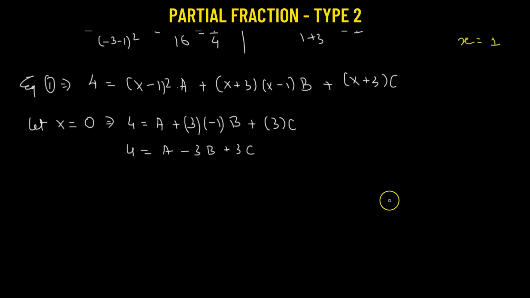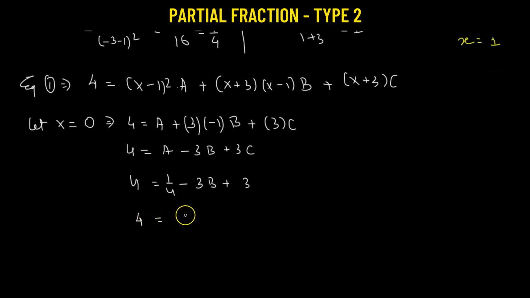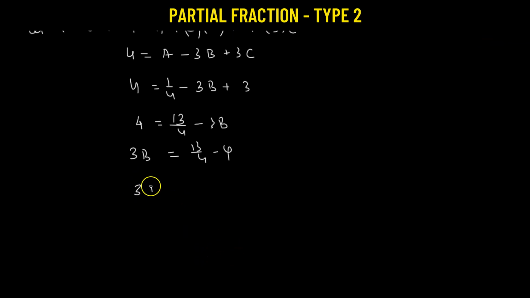We can substitute the values of a and c. So we have 4 equals 1 over 4 minus 3b plus 3c. The value of c is 1, so we have 3. Let's find out this value. We have 4 equals 1 over 4 plus 3, that will be 13 over 4, minus 3b. Solving for b, we have 3b equals 13 over 4 minus 4, which gives us 3b equals 13 minus 16 over 4. So 3b will be negative 3 over 4, or b is simply negative 1 over 4. So we have successfully obtained the values of a, b and c.